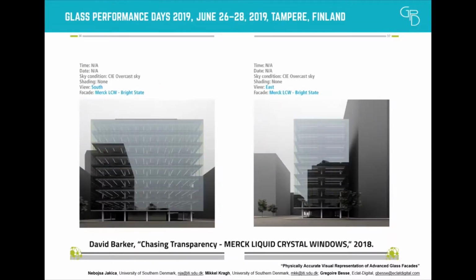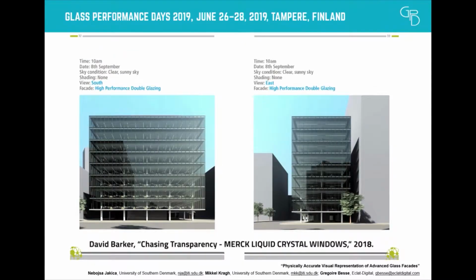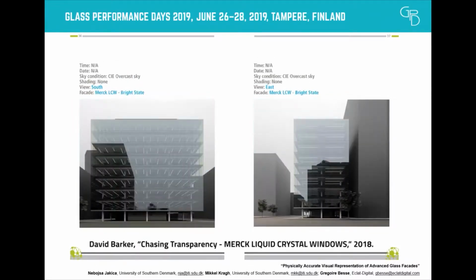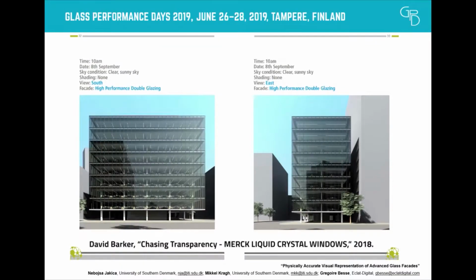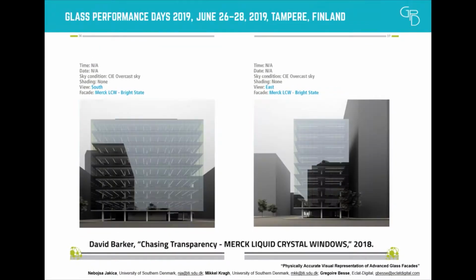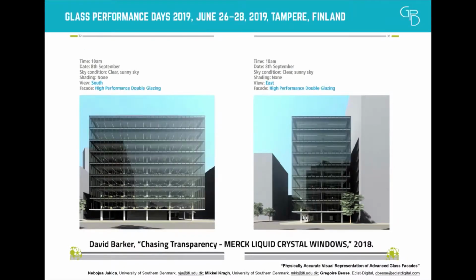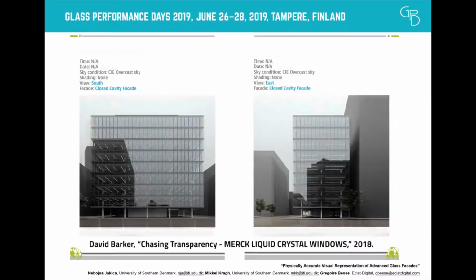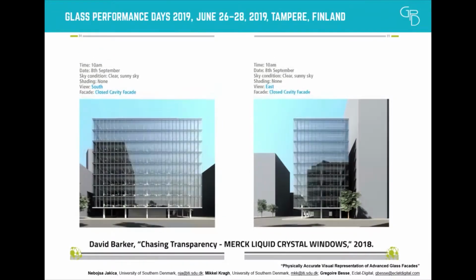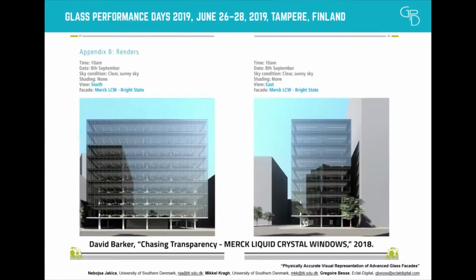So the number of buildings that are tested in this way are quite limited compared to all the buildings around the world that are being built. So we think there is a great opportunity to scale up the process and to extract the best possible workflows to achieve this physical accuracy.